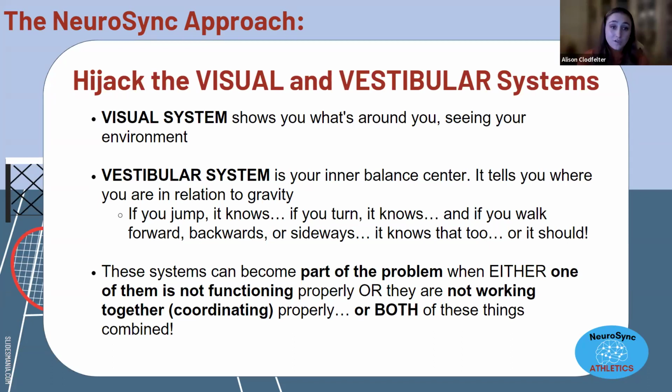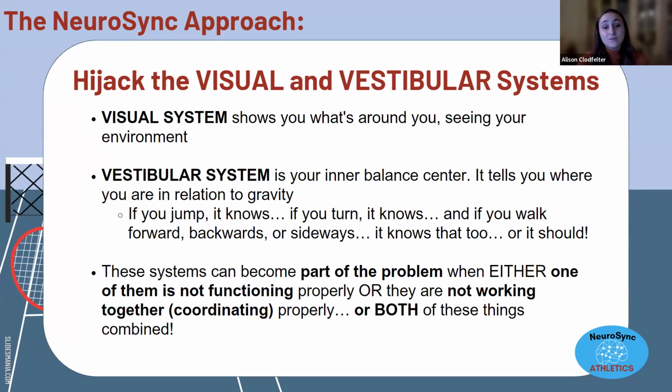So our visual system shows us what's around us. It sees our environment. Our vestibular system is our inner balance center. It's located right behind your ears. It's pretty tiny. You probably don't know it's there, but it tells you where you are in relation to gravity. If you jump, your vestibular system knows. If you turn, it knows. If you walk forward, backwards, or sideways, it knows that too, or at least it should.